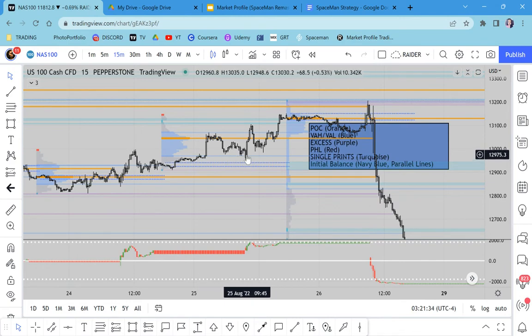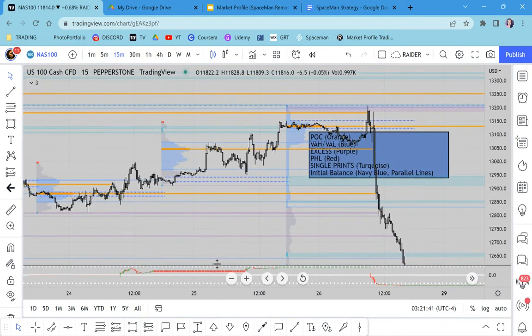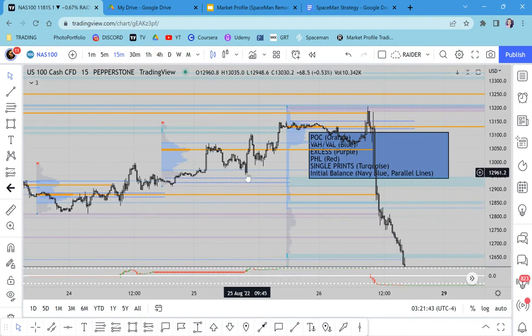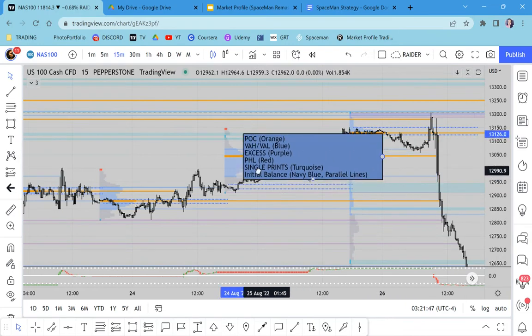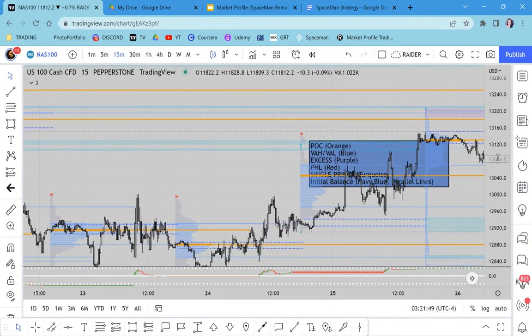So depending on how you would have traded that, if this value area low here was formed and you still clicked on that, either way, it's still pretty close to the initial balance. So you could have probably done that as well. Waited for this price and then still aimed for the single prints.